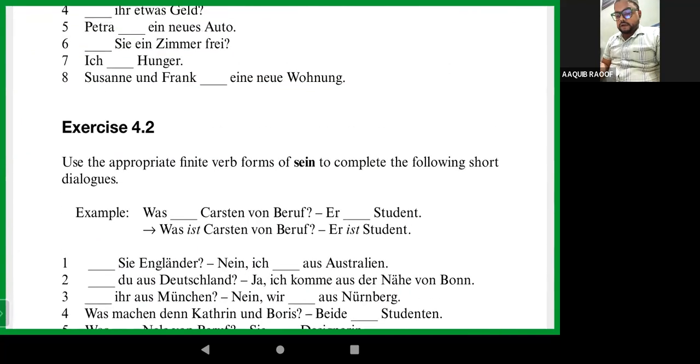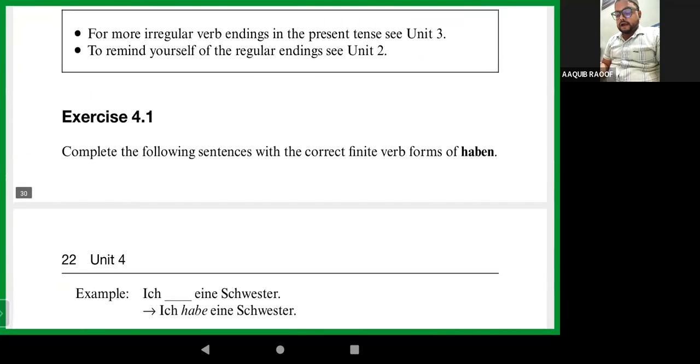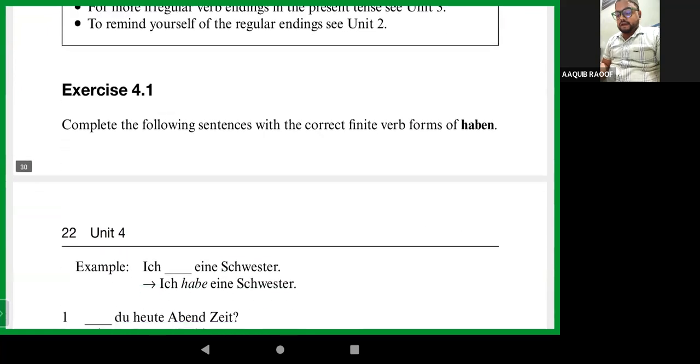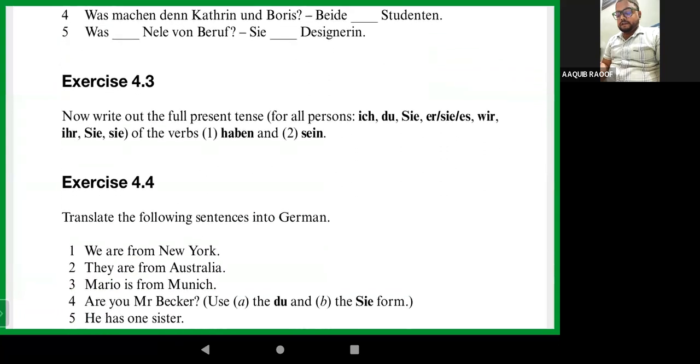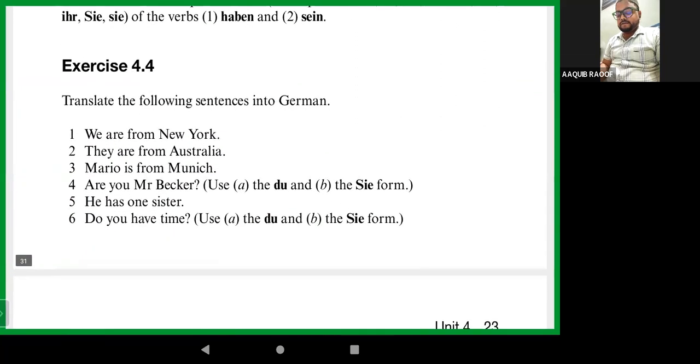So what you have to do, just use haben in the first exercise and sein in the second exercise, and translate the simple sentences in German.